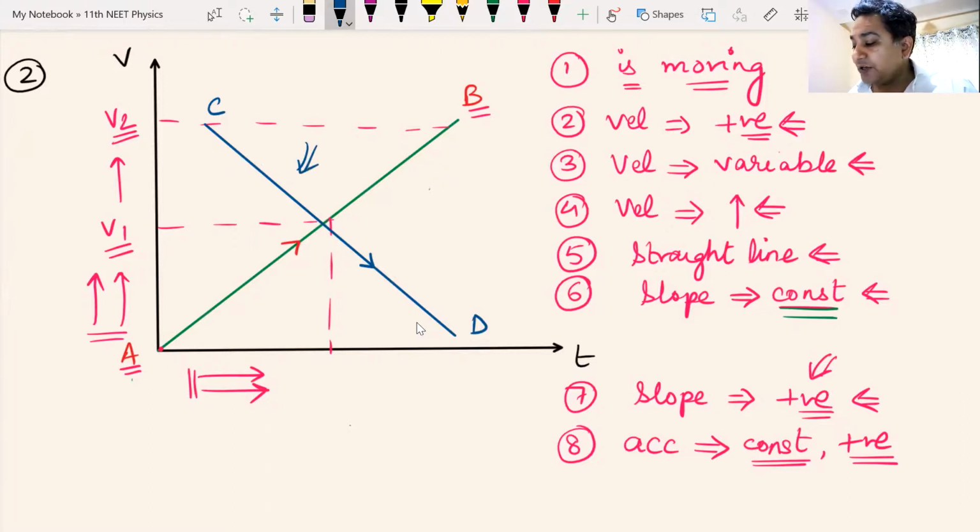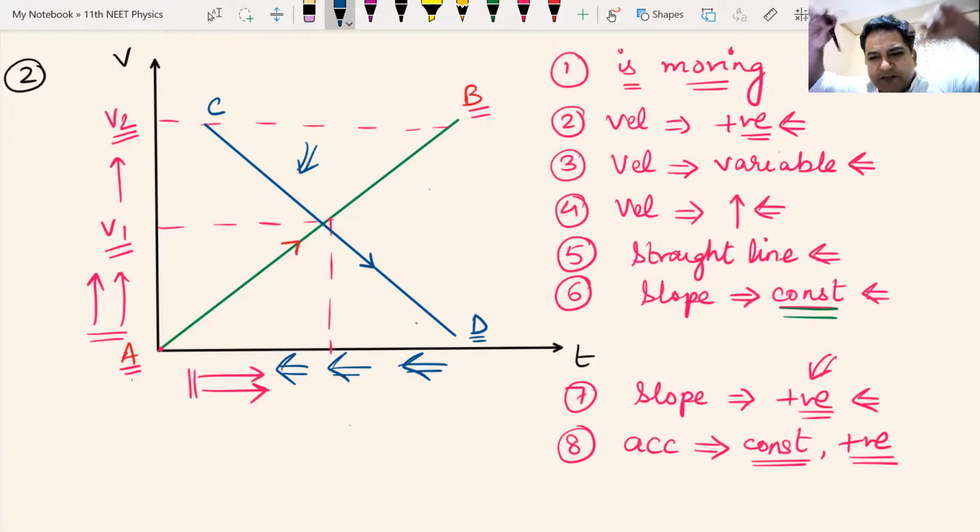Can the particle move from D to C? Can I say that this graph is also valid when the particle is moving from D to C? If I say that, what is wrong? I cannot say the particle is moving from D to C because when I'm going from D to C, I am going back in time, and going back in time is not possible. So this particle has to move from C to D. So now let us think about this graph from C to D.